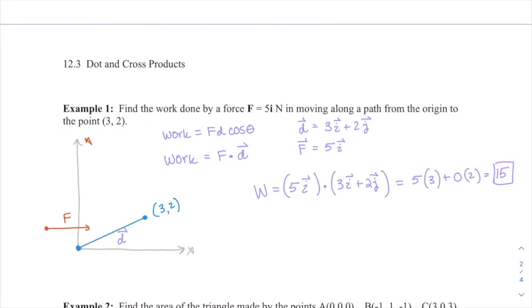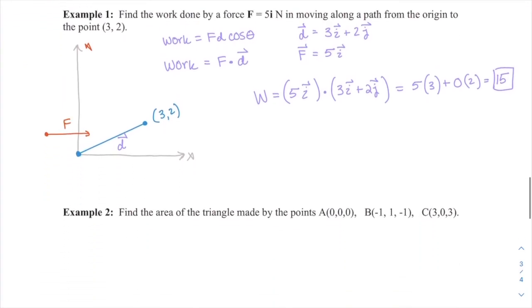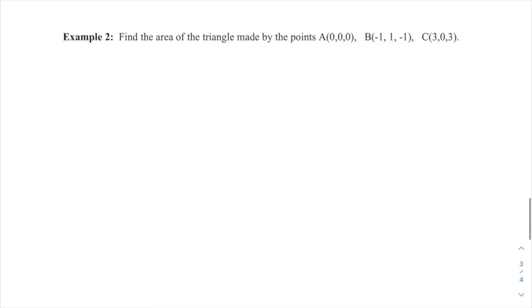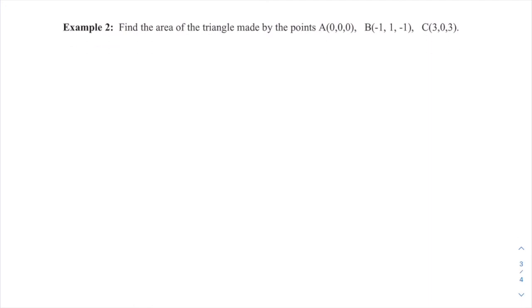So that's how we can use the dot product. And now for this one, we'll use another one of our operations. In example 2, we're asked to find the area of the triangle made by these 3 points. So again, let's draw a picture.